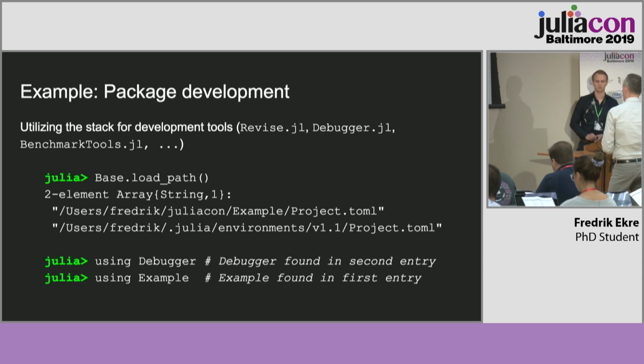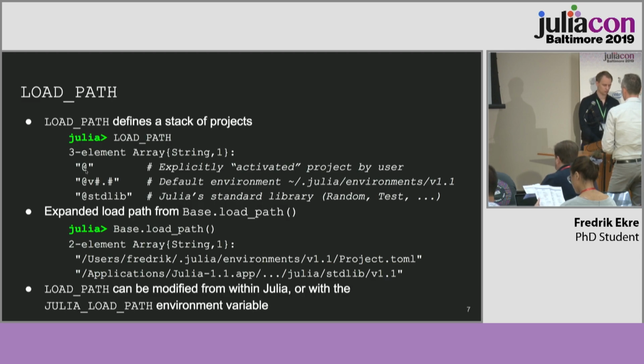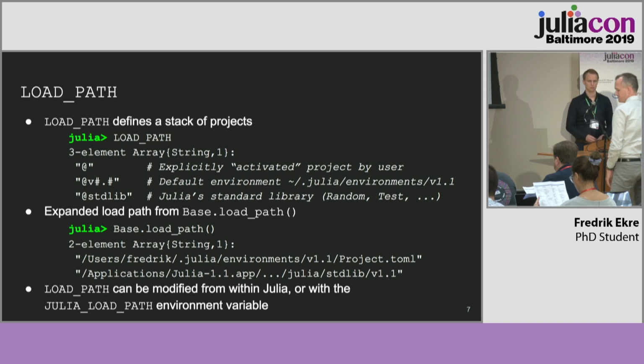And you would just achieve that by doing activate after each other? So by default, the load path looks like this. There's only one entry here, so you can only have one activated project. Okay. But you can just push entries to the load path. Yeah. Okay, cool. Thanks.